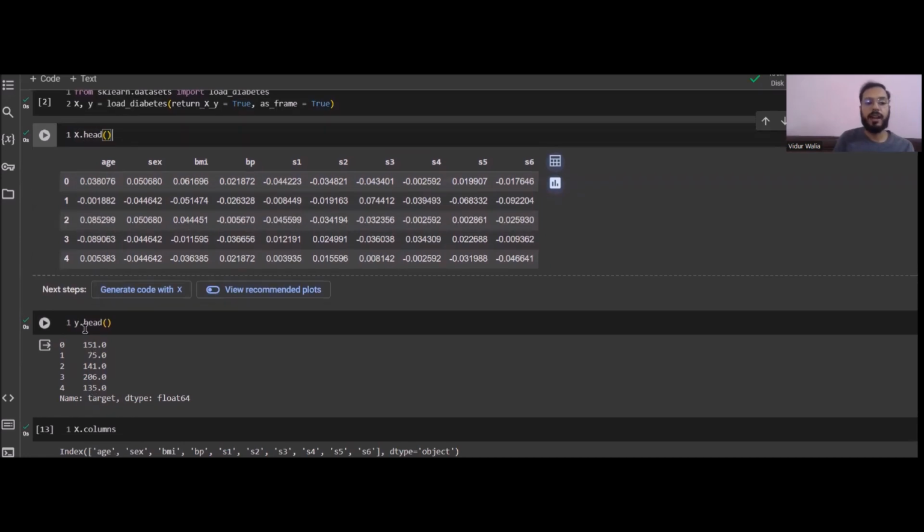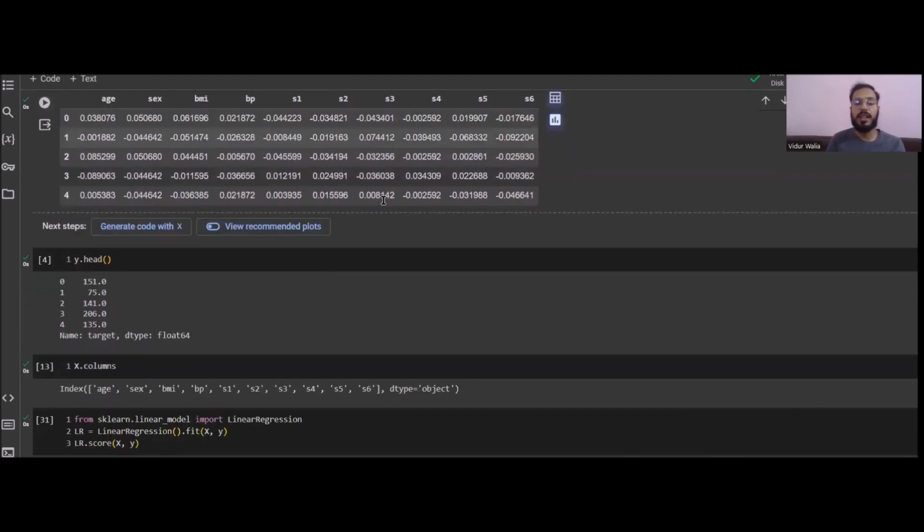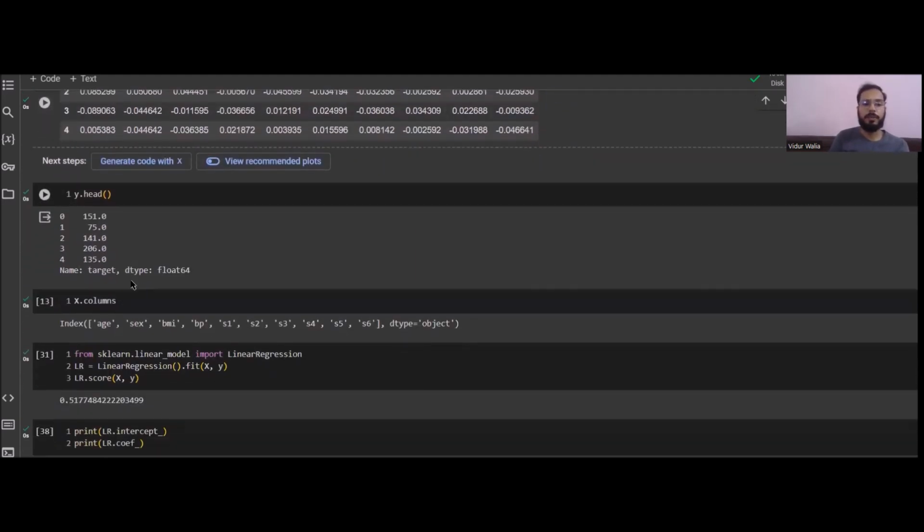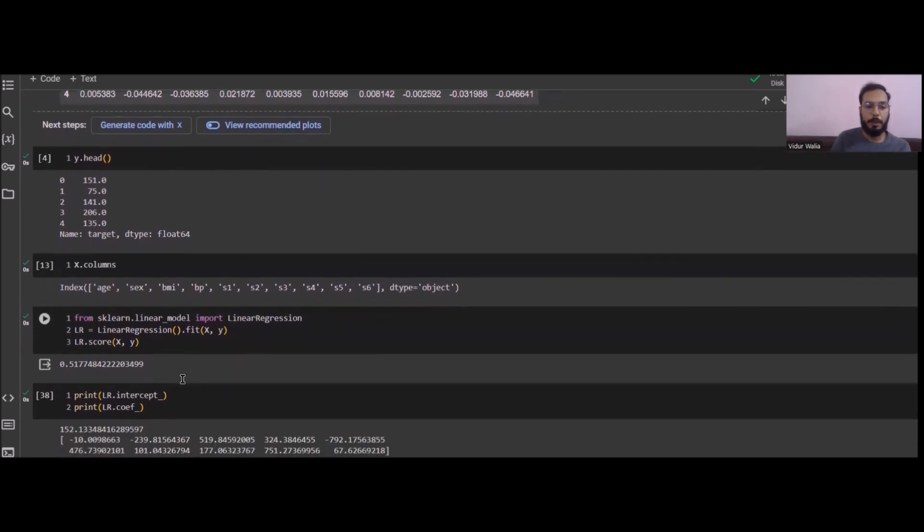By seeing y.head, you can see that these are different values altogether. So these are only the x values, and these are only the y values. So this becomes my x1, x2, x3, x4, x5, x6, x7, x8, x9, and x10. So I have 10 variables over here and one target variable. So if I just write x.columns, I can see these 10 variables. Now here comes the most interesting part.